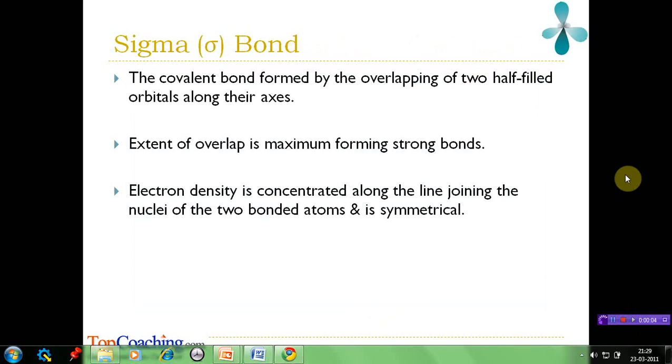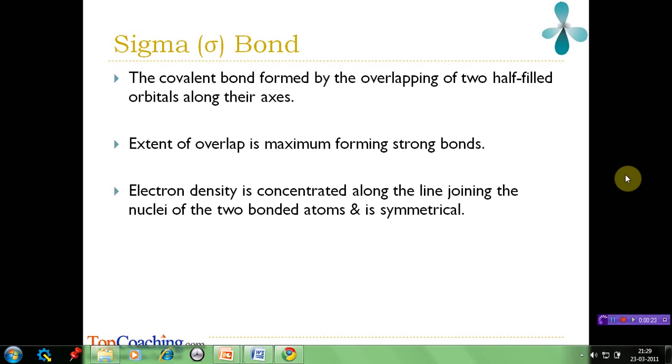Now, before we get into the details of hybridization, let's get familiar with two terms first, that is the sigma bond and pi bond. These are the types of covalent bond based on the linear combination of atomic orbitals theory. So let's start with sigma bond.